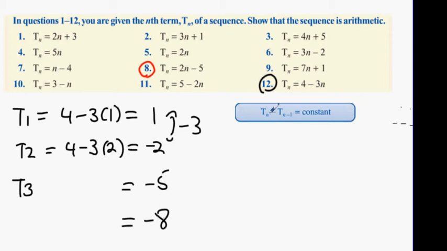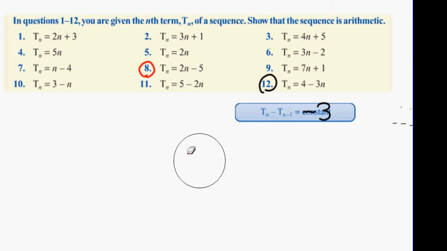This means that Tn minus Tn minus 1, the answer has to be minus 3. We have to prove it. Is that alright? We have to prove it. So in order to prove this, what we're going to do is find out what Tn is. We already know that Tn is 4 minus 3n. What's Tn minus 1?